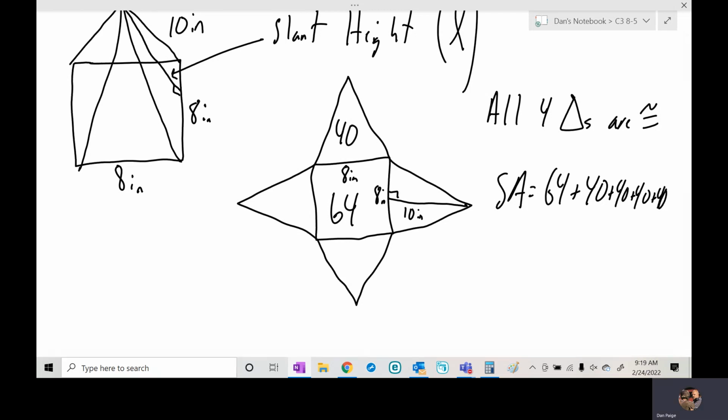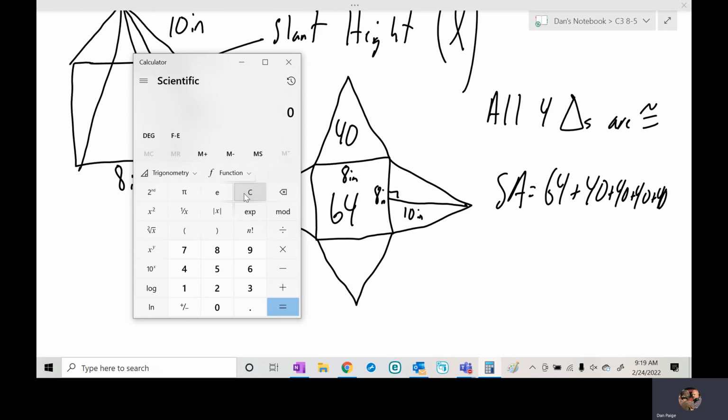Hey, in a calculator, what's an easier way instead of doing 40 plus 40 plus 40 plus 40? Not squared. No, come on. If you have 4, let's go. Times 4. There's 4 of them. It's 64 plus 40 times 4. There's 4 of them.